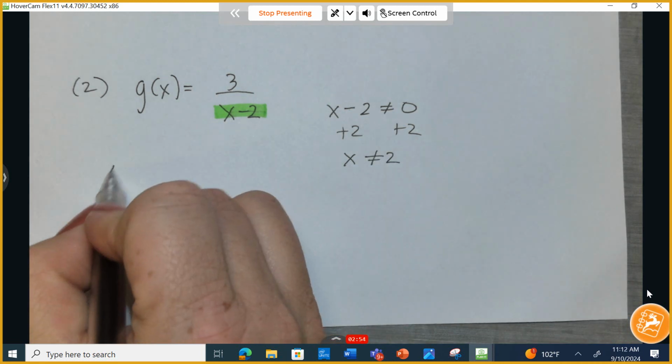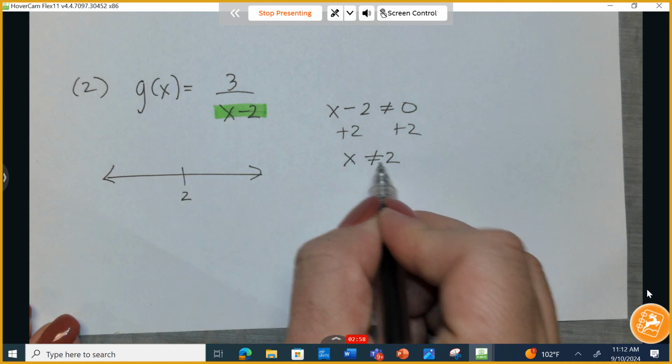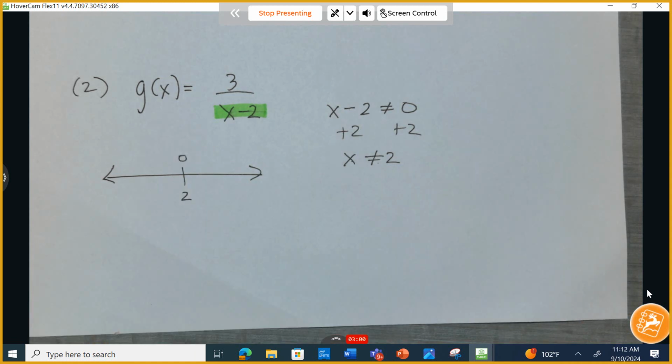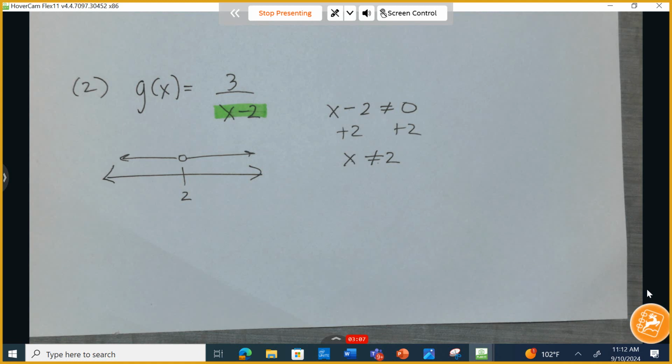Now we're going to represent this on a number line. So I go to the number line, I go to positive 2. I know x can't equal 2, so I put an open circle. It can be anything but 2, so it can go all the way to the far left or far right, just not include 2. How do we write that in interval notation?